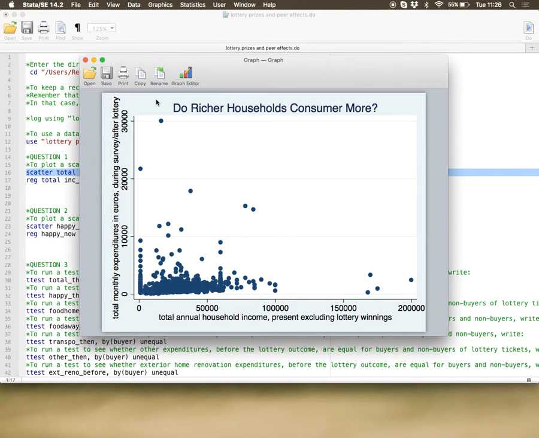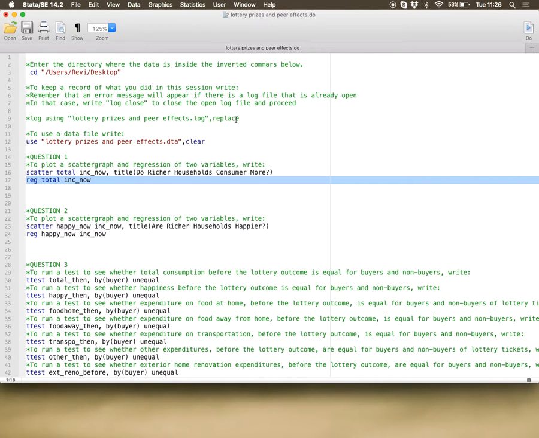So I have on the y-axis expenditure, I have on the x-axis income. Do you see a pattern? Do you see that when income increases, whether total expenditure increases? It's not immediately obvious, okay? So because it's not immediately obvious, we might want to follow that up by running a regression on that.